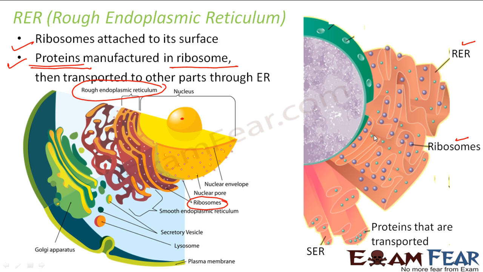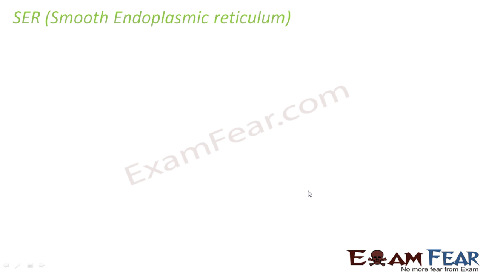Okay, so what are proteins? The green colored balls, the green colored small dots, they are representing proteins that are to be transported. So these proteins are transported by both rough endoplasmic reticulum as well as smooth endoplasmic reticulum, right? From this bigger view of endoplasmic reticulum, it becomes clear why smooth endoplasmic reticulum is so smooth, because of the absence of ribosomes, whereas the rough endoplasmic reticulum is rough due to the presence of ribosomes.